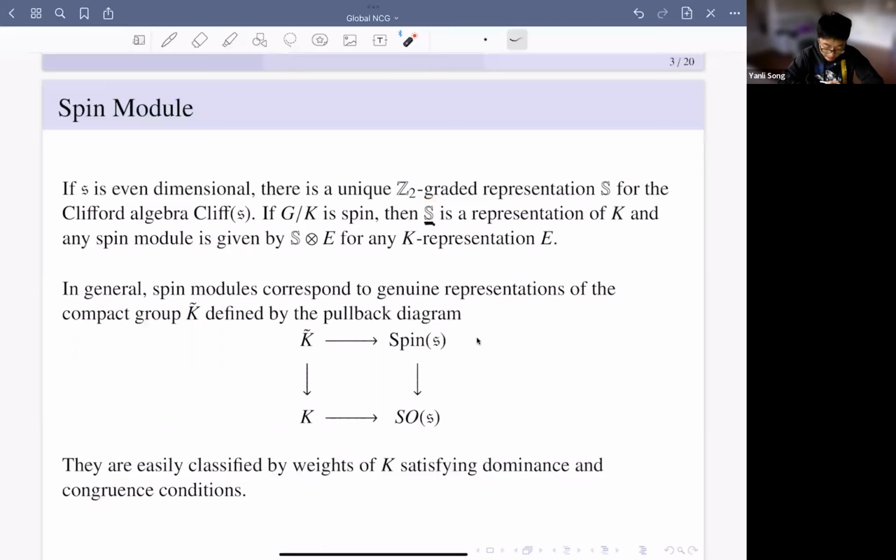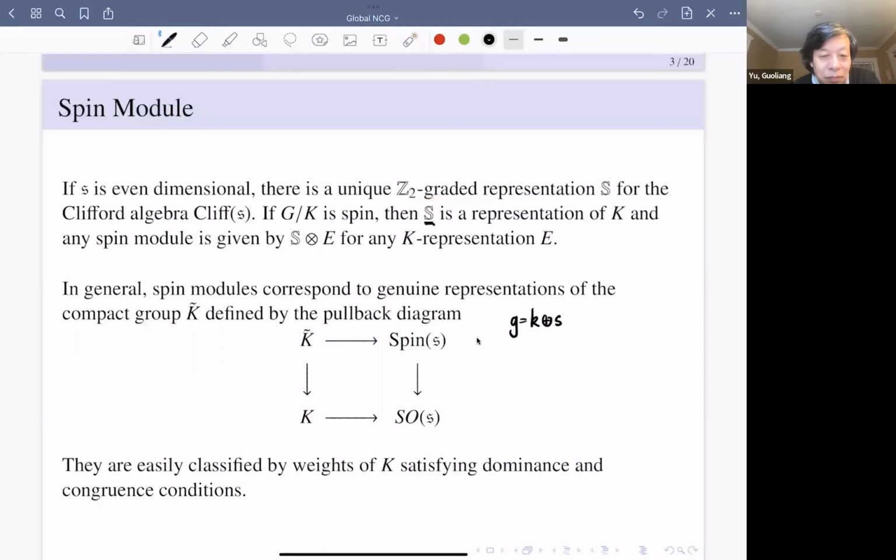So to deal with the non-spin case, what you need to do is this: S is the Cartan decomposition, G is K times S. If it is not spin, this spin group is always a twofold cover of the SO(S), and there is a map from K to SO(S), so you can get a pullback. This K tilde is a twofold cover of the compact group K.